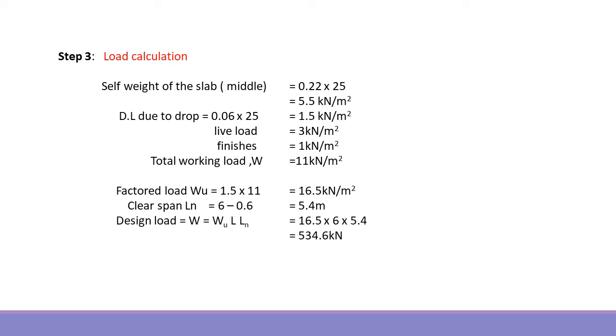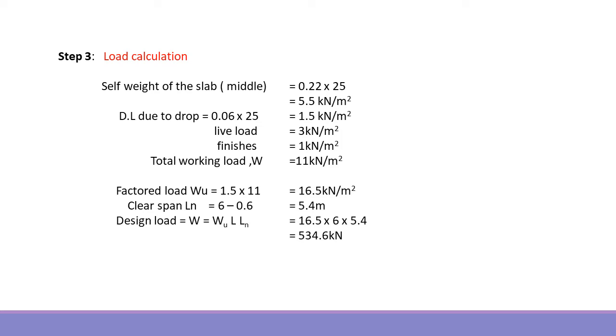So the total load W is equal to adding all the remaining loads, so 11 kN per meter square. Then the factored load W is equal to 1.5, the load factor. So 1.5 into the total load is equal to 16.5 kN per meter square.